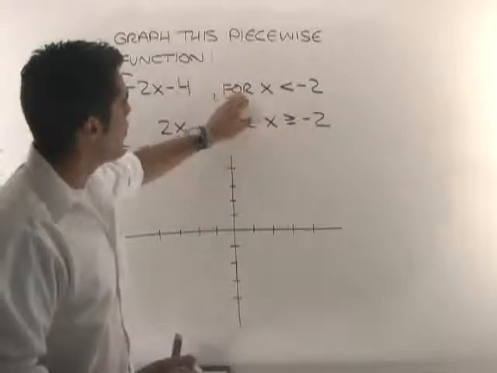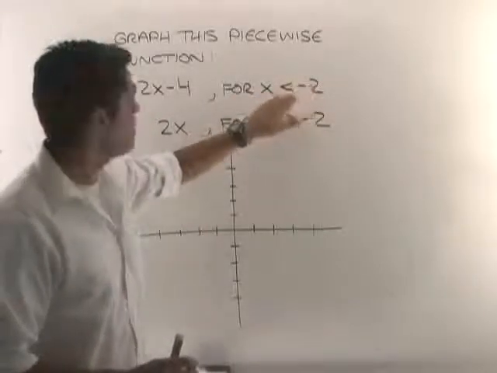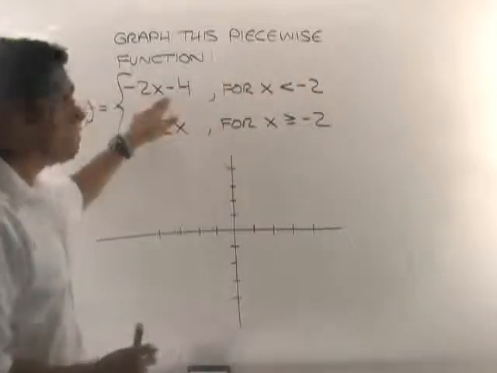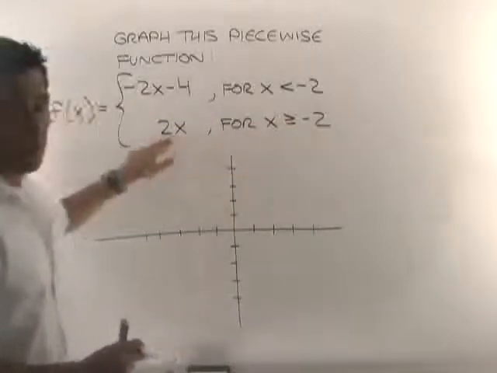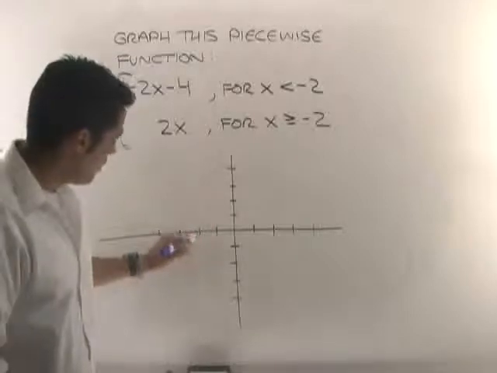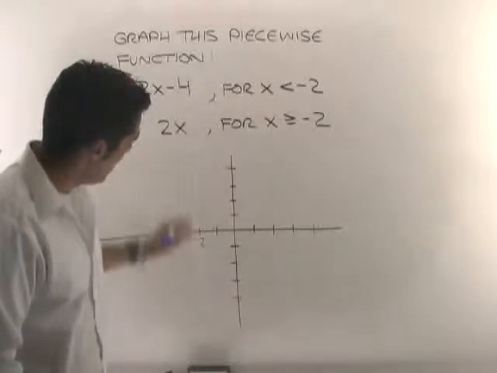It says that for x less than negative 2, that means whenever x is less than negative 2, to the left of it, we're going to be doing this. And whenever x is bigger than or equal to negative 2, we're going to be doing this. So since negative 2 is an important x value, I'm going to come here, negative 2. I'm going to draw a real light dotted line.